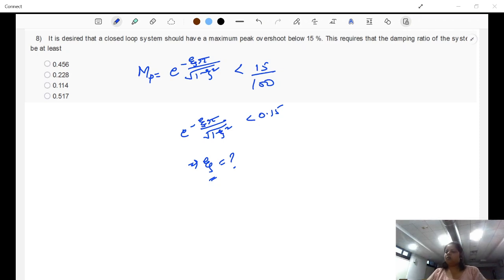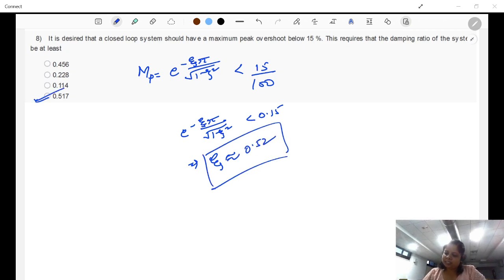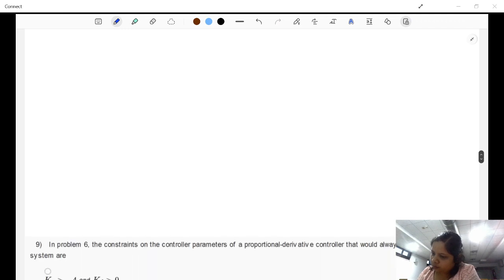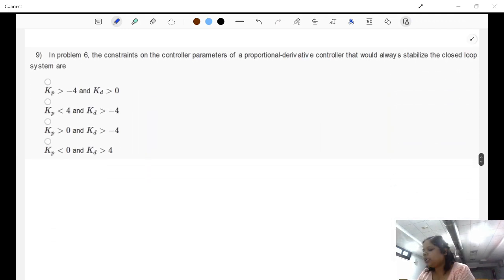Okay. So yeah, you have to take log on both the sides and then you have to solve the quadratic equation. So I'll tell you the answer. You'll get zeta to be approximately 0.52, and hence option D is the answer. Okay, we'll proceed with the next question.